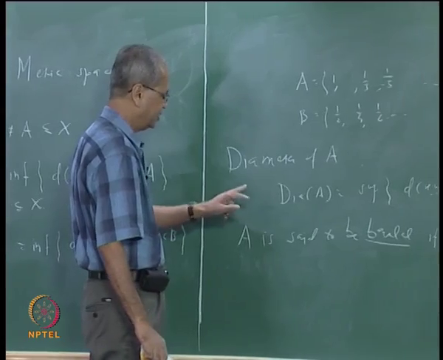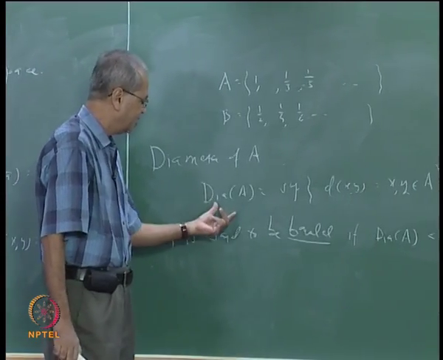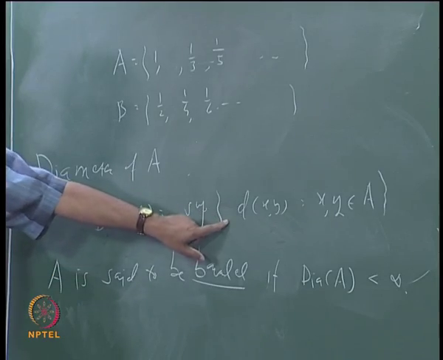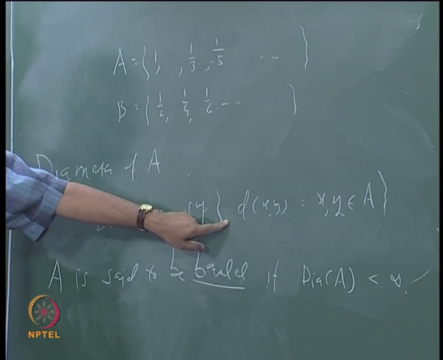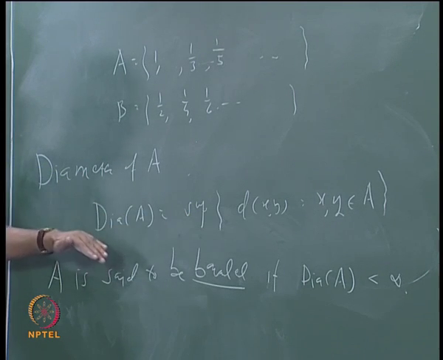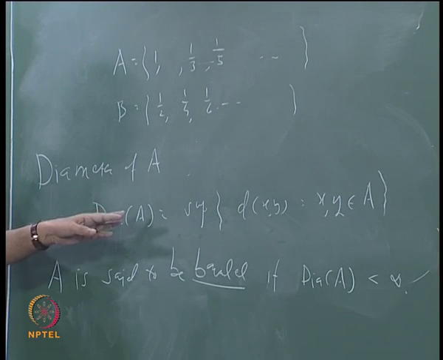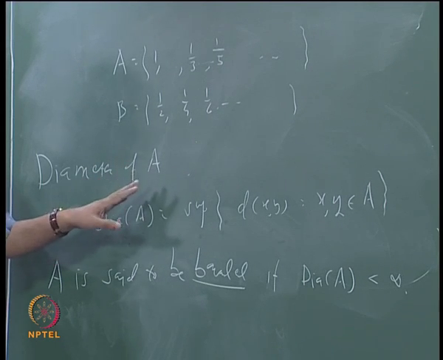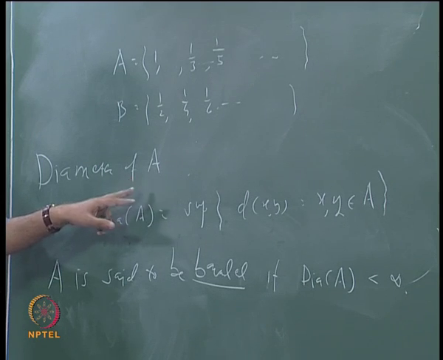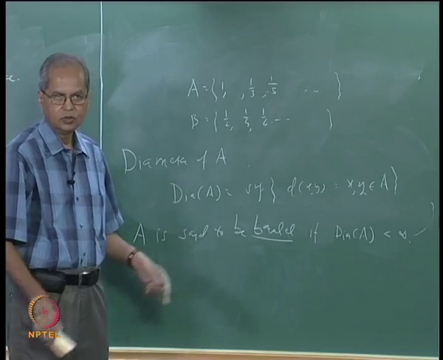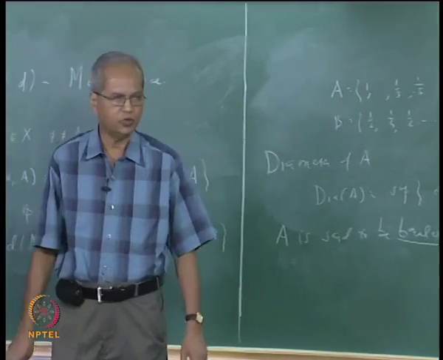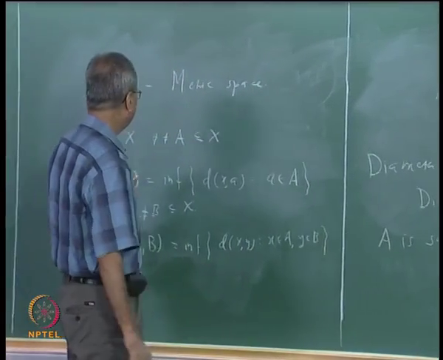There is also one more very important thing that you should realize. I will just make that point and then we will stop. This diameter depends on what the metric is. It is the distance between points, so it can happen that the same set is bounded with respect to one metric and not bounded with respect to some other metric. Is that clear?